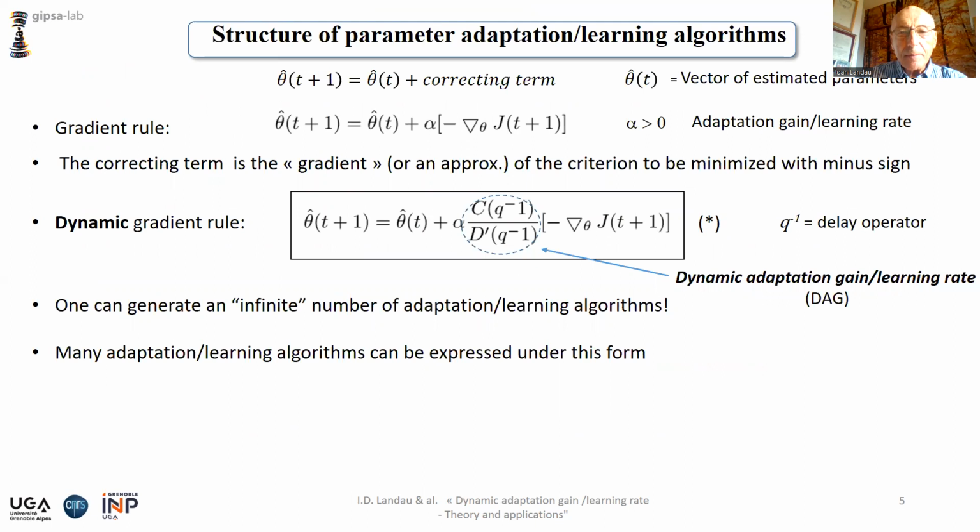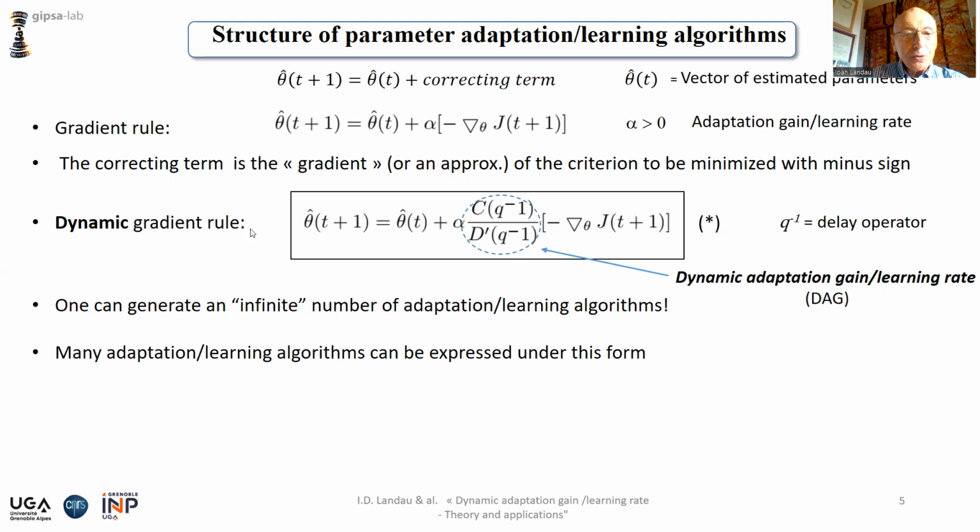The structure of the parameter adaptation learning algorithm is shown in this slide, where you have an estimated vector of parameters, which at the instant t+1 will depend on the previous value plus a correcting term. Usually you use a gradient rule, which has a correcting term. It's the gradient or an approximation of the gradient of the criterion with respect to the parameters. And this is used with a minus sign. And alpha is the adaptation gain.